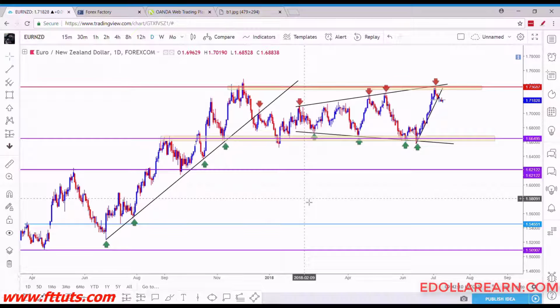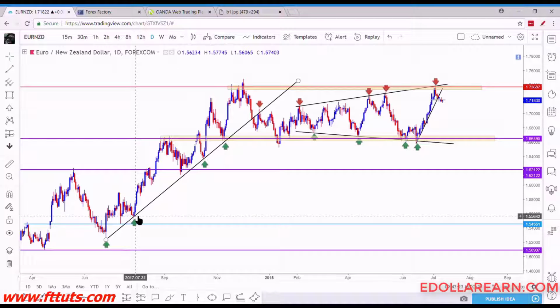Trends, trend lines, and channels. So basically, an uptrend, bullish trend, is when the price makes higher highs and higher lows. We can see it here. Higher high, higher than this one, and higher low, the low is higher than this one.